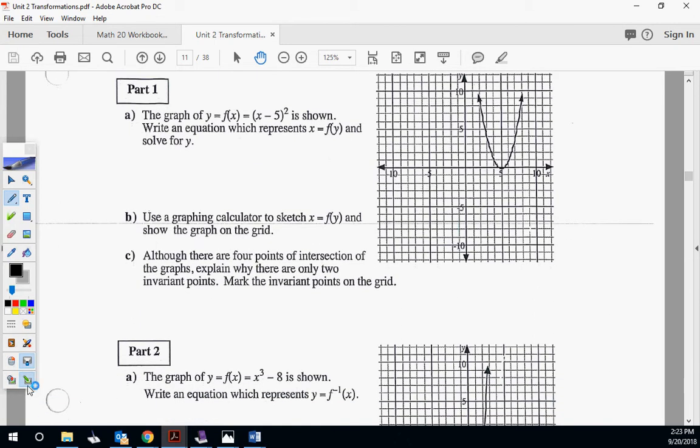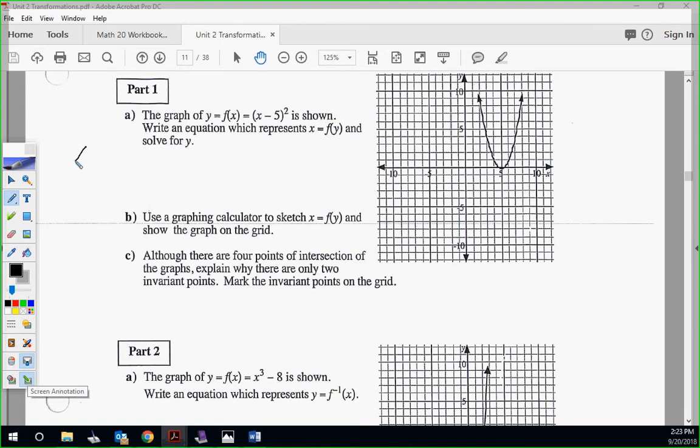So the graph y equals f of x is (x minus 5) squared. It's shown in the equation x equals f of y, solve for y. So we just do our work that we did for inverse relations. We're going to swap them. So we're going to go x equals (y minus 5) squared, and then we're going to solve. So we get plus or minus square root x equals y minus 5. Add 5. Add 5. 5 plus or minus root x.